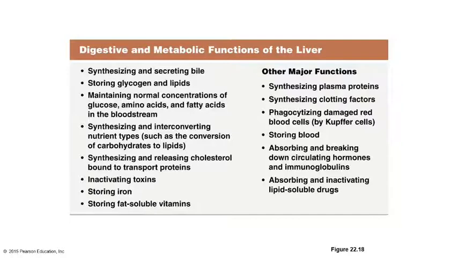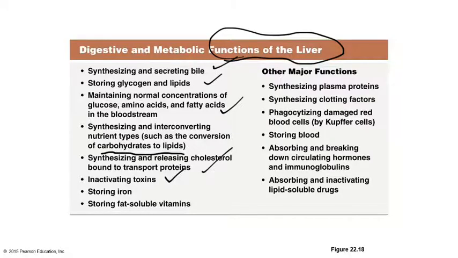So first, of course, is the liver. Now, the liver does a lot of things. In the digestive system, we normally think of it as synthesizing and releasing bile. That bile is stored in large part in the gallbladder, but it's also storing glycogen and lipids. It's maintaining or helping to maintain your homeostasis of glucose, amino acids, fatty acids in the blood. It is synthesizing and interconverting some nutrient types so it can convert sugars to lipids and vice versa. It is synthesizing cholesterol. It is inactivating toxins, storing iron, and storing fat-soluble vitamins.